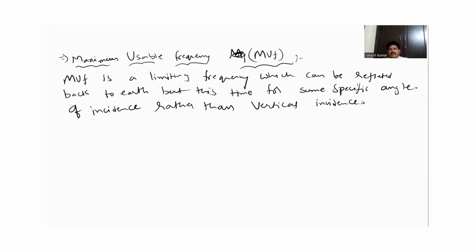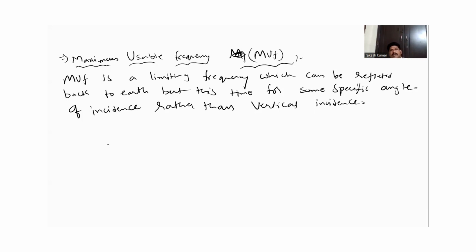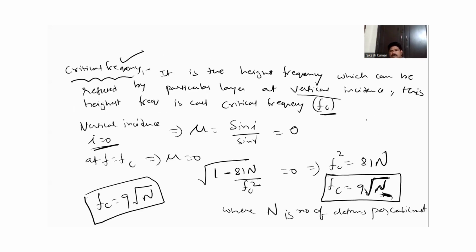So what is the definition for critical frequency? You are transmitting at vertical incidence. Vertical incidence means here i is equal to 0. That is in the case of critical frequency. But whereas here, maximum usable frequency. If I observe here, this is my ionosphere, and this is my earth surface. You are transmitting the signal vertically, so here i is equal to 0.